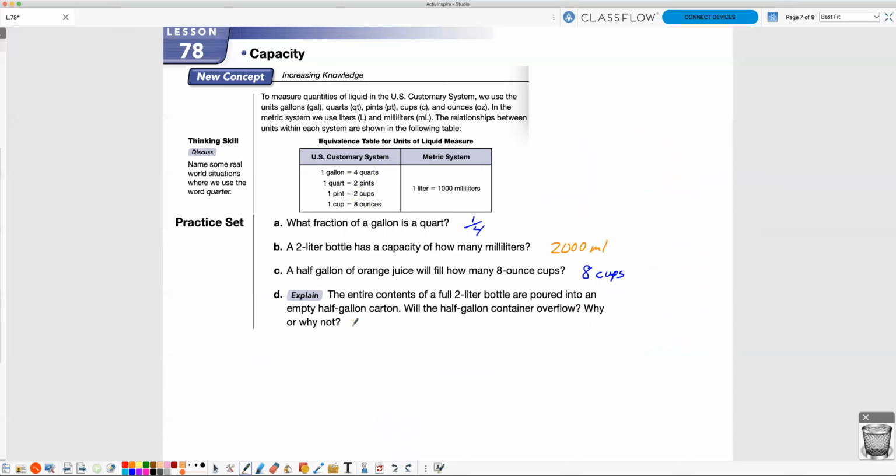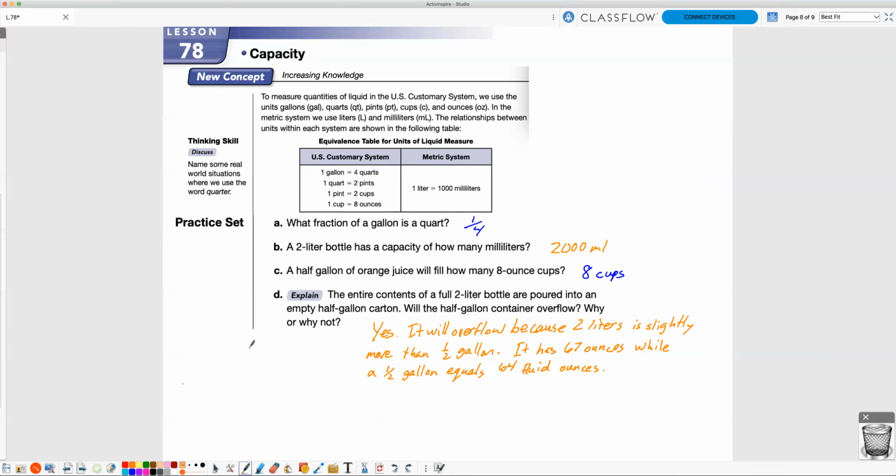And then letter D, the entire contents of a full 2-liter bottle are poured into an empty half-gallon carton. Will the half-gallon container overflow? Why or why not? And you'd have to go back and look. You can see that, yes, it will overflow, because the 2 liters is slightly more than 1/2 gallon.